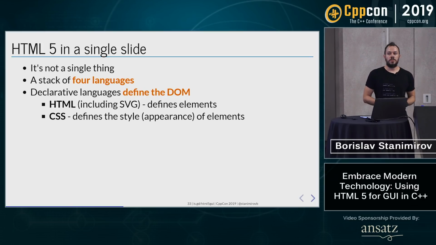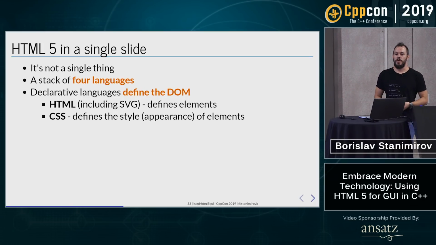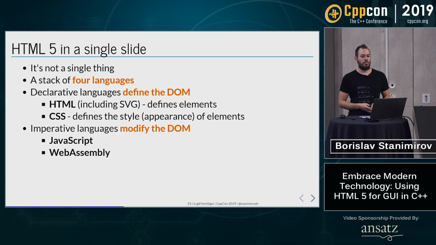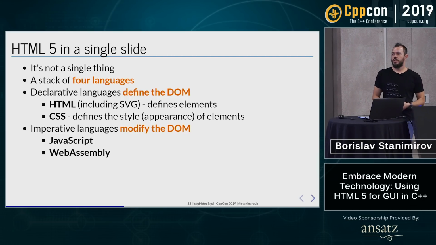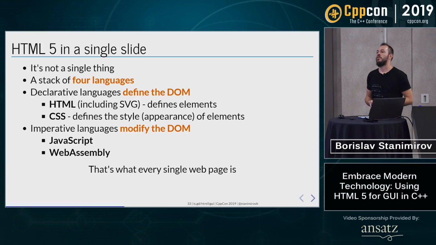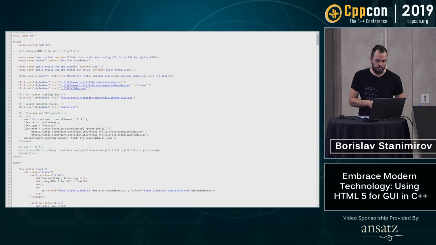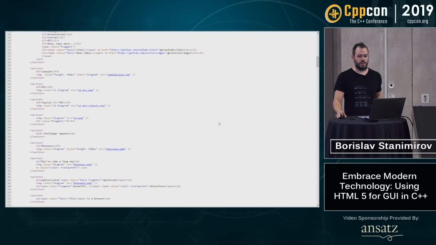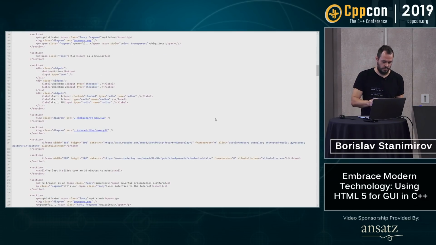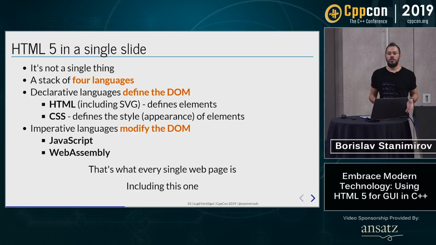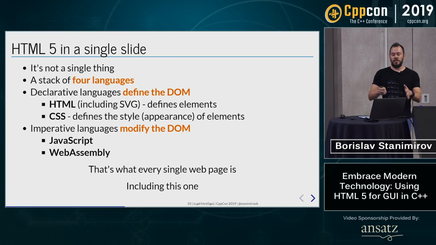The DOM is basically the structure of our page. And you have imperative languages, which change the DOM. They modify it. And those languages are JavaScript and WebAssembly. And that's it. That's what every single web page out there is, including this one. See, I can press Ctrl-U, and you can see the source of the page. I won't zoom in, you basically see what I mean. This is a simple web page. It's all HTML, CSS, JavaScript. In this case, no WebAssembly.